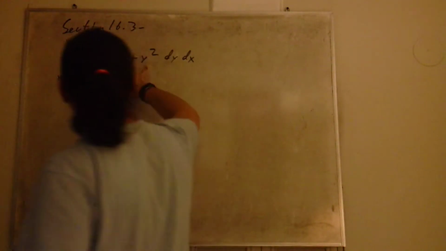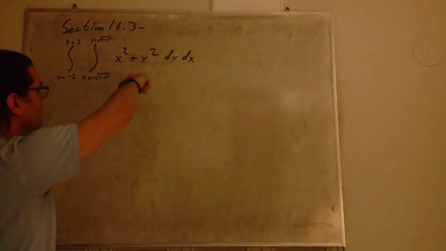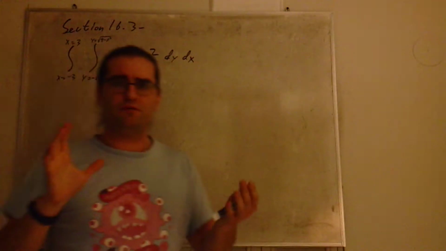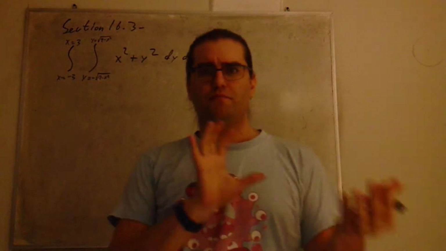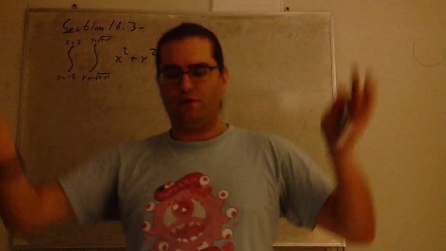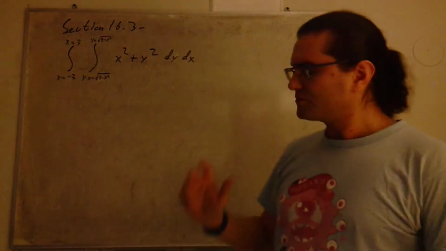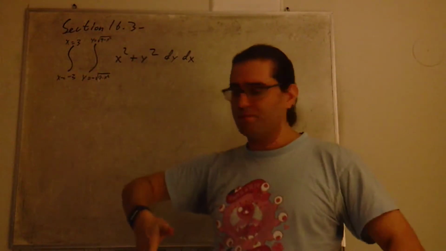What we have here is a paraboloid. This is the function z equals x squared plus y squared. We played with those a little bit in chapter 15. It's like a bowl shape, a three-dimensional bowl paraboloid that goes up like this. So I want to find the volume beneath this paraboloid.